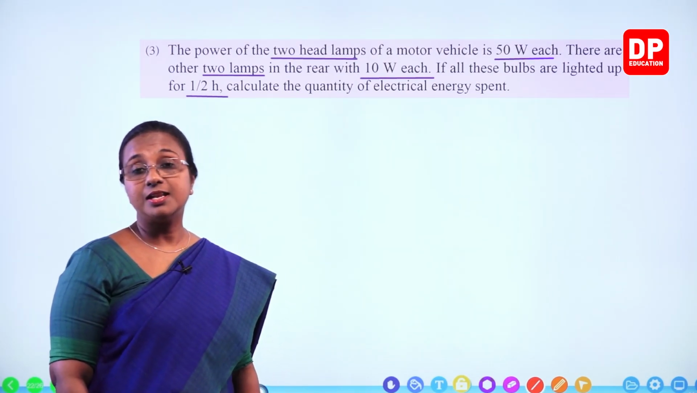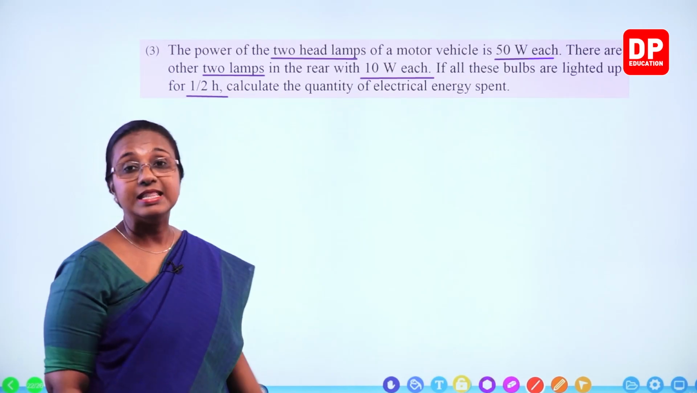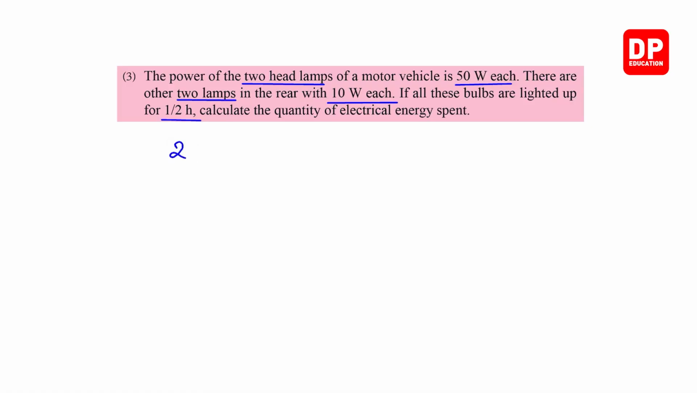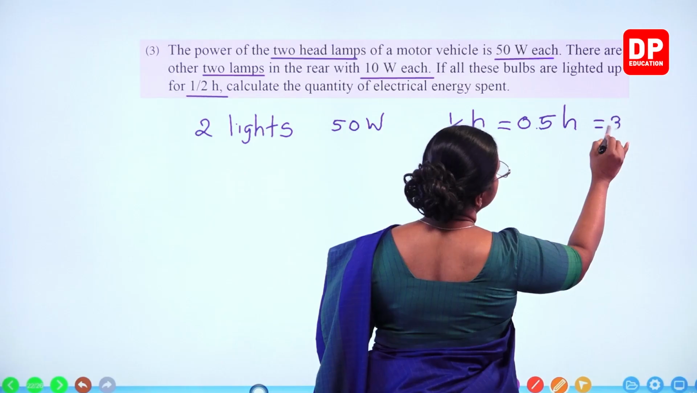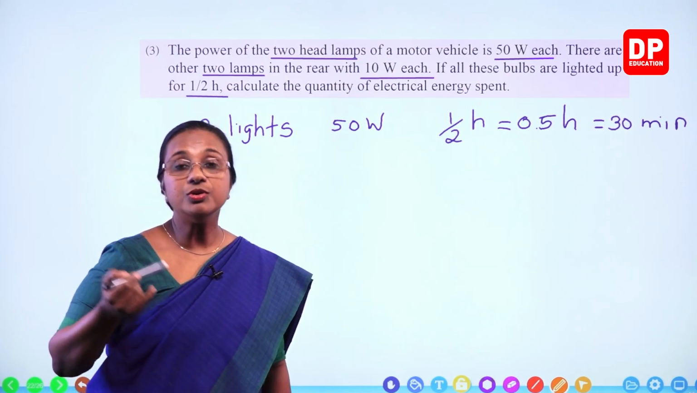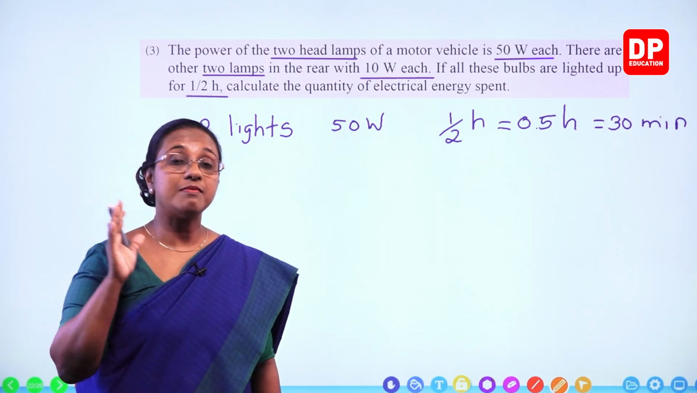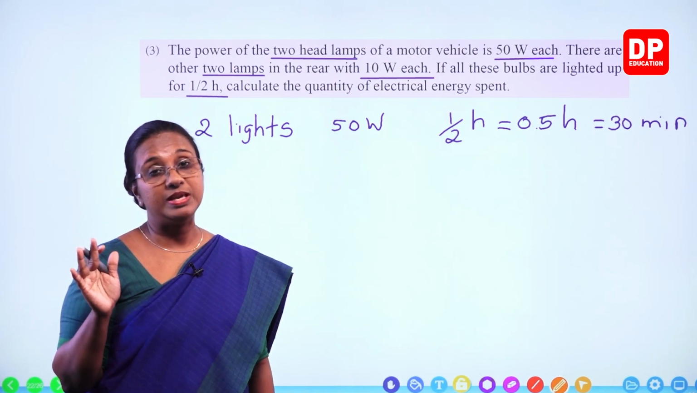Now, normally electric energy spent, what is the equation? Power into time. So here the power is given and the time is given. So, power, 2 lights with 50 watts, and that is for half an hour. Now, half an hour, you can take it as 0.5 hours, or you can take it as 30 minutes. But either way, you will need to convert it to seconds, because energy, you know the equation, students: power into time. Power has to be in watts and time has to be in seconds.